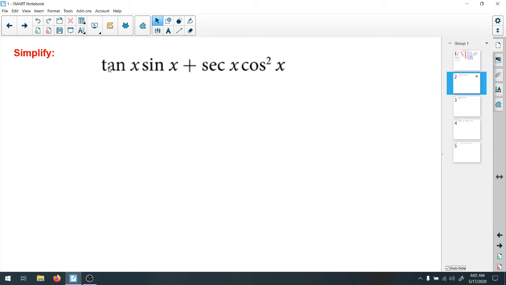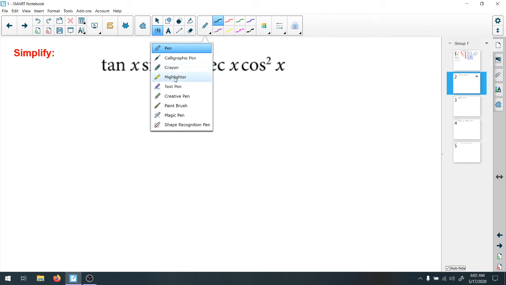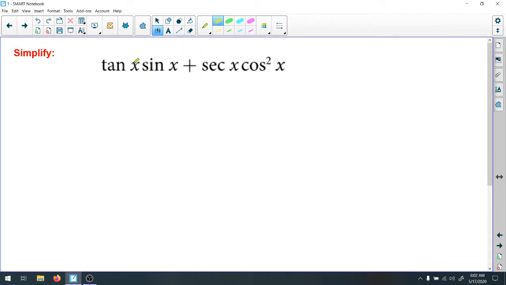Okay, so tangent is sine over cosine. So that's plan one, or step one. We will break down tangent to be sine over cosine.